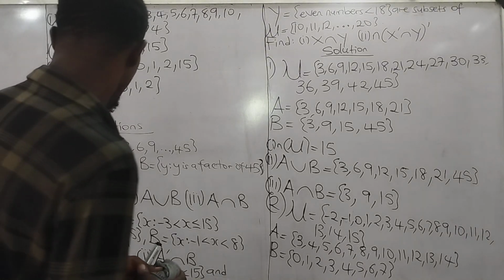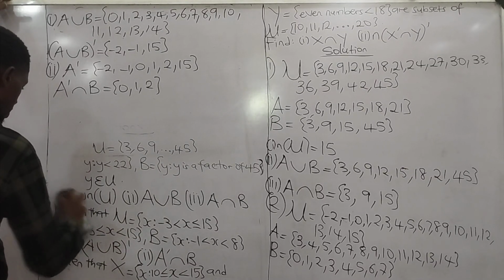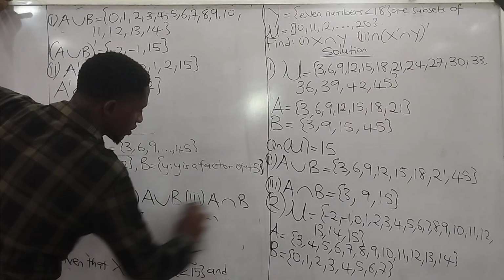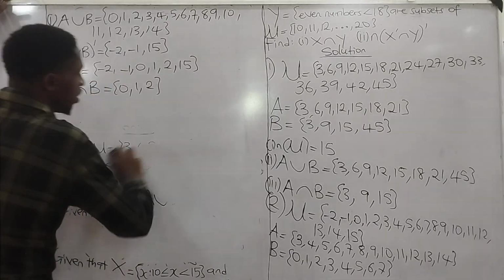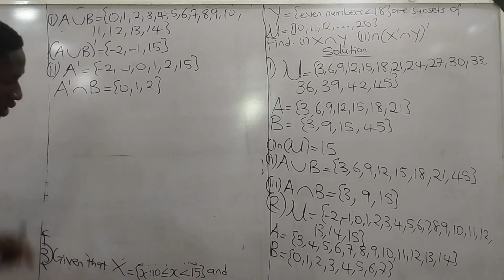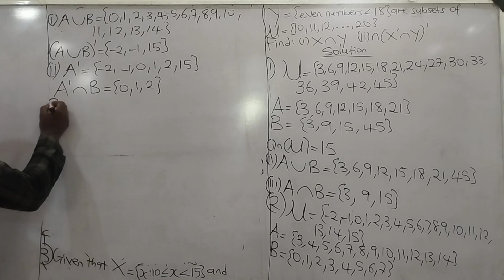Okay, let's go to number 3. So you have to be very careful in trying to interpret what is given to you so that you will not make any mistake. So we have number 3 here.